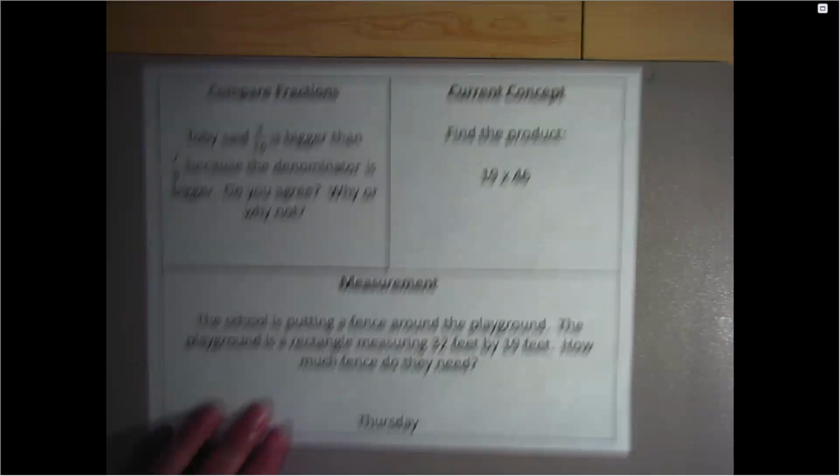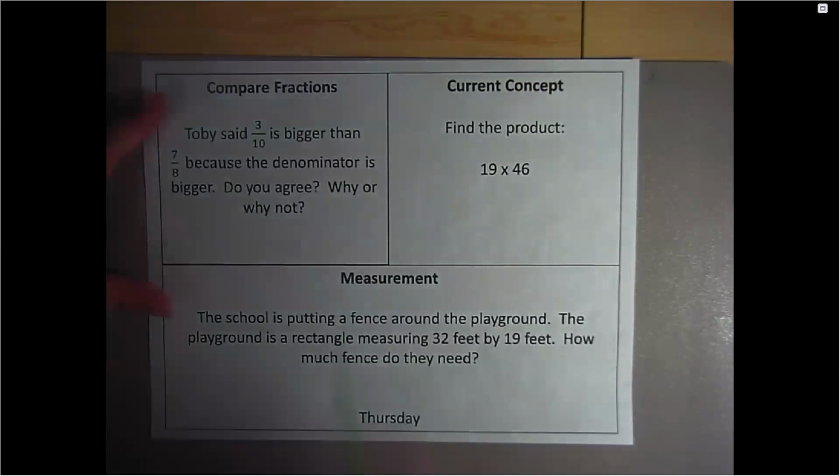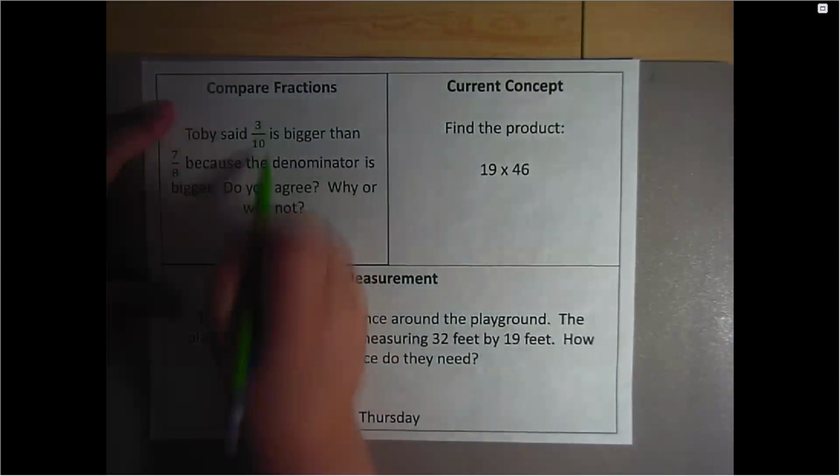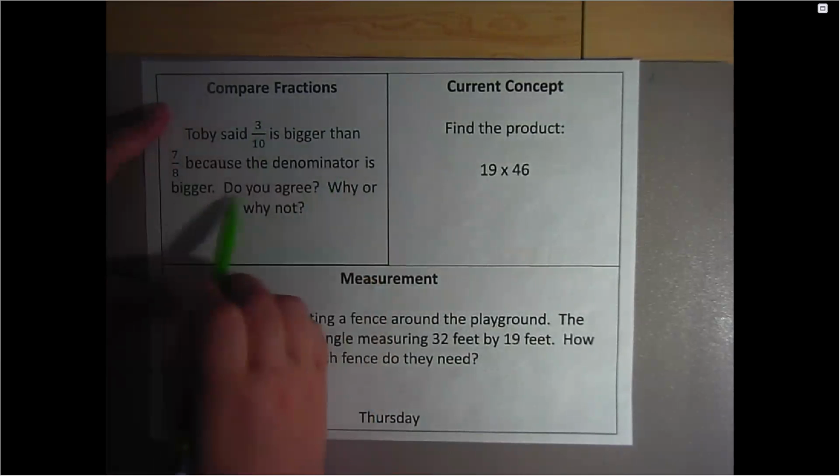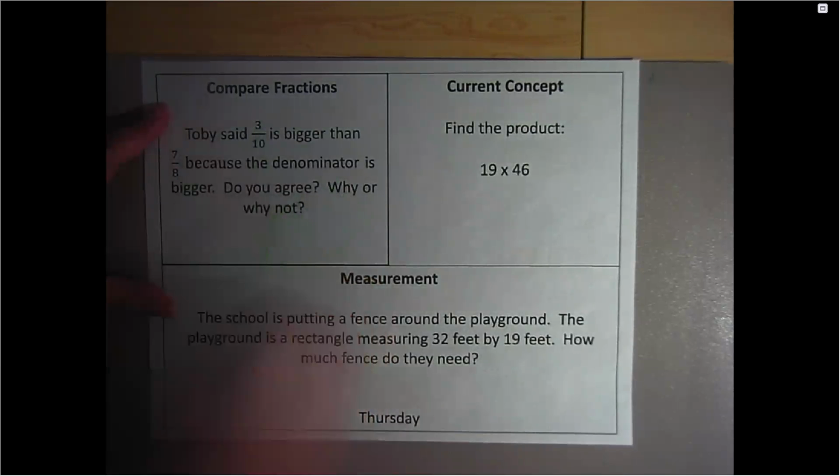This is Mrs. Smith, and I am going to go over Thursday's spiral review. So let's go ahead and get started. I'm going to share my screen, and let's take a look at number one. It says, Toby said 3/10 is bigger than 7/8 because the denominator is bigger. Do you agree? Why or why not?